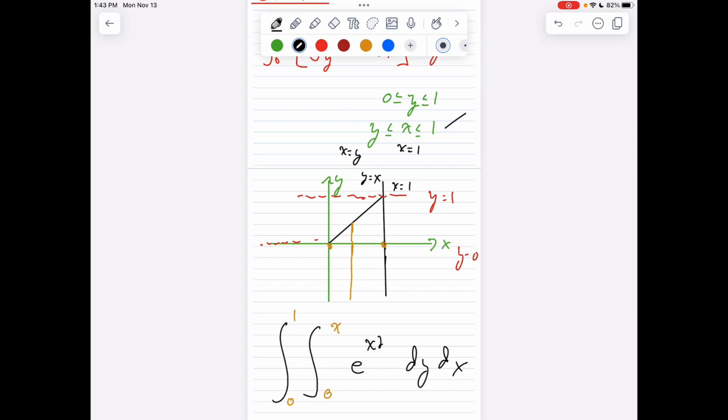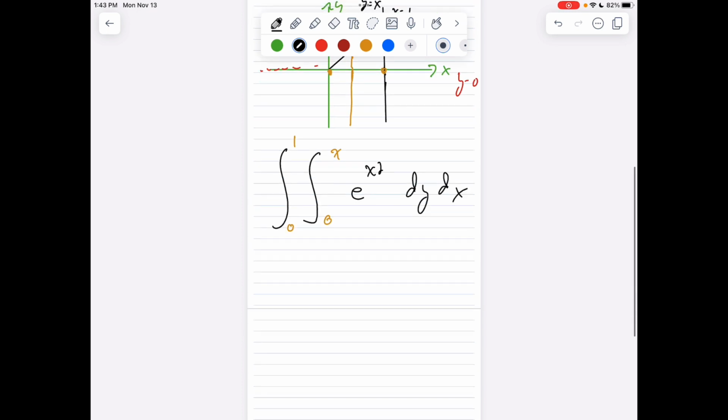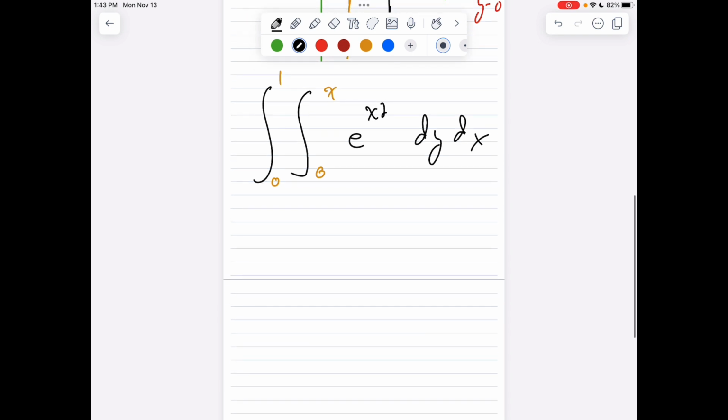Sometimes we call that a type 1 region. What we had before was a type 2 region, when you switch the order of x and y. When you have dy dx, it's type 1. Dx dy is type 2. All right, so this is what we'd be integrating. And can you always integrate when you change an order? No, you can't. But if you can, like in this instance, great.